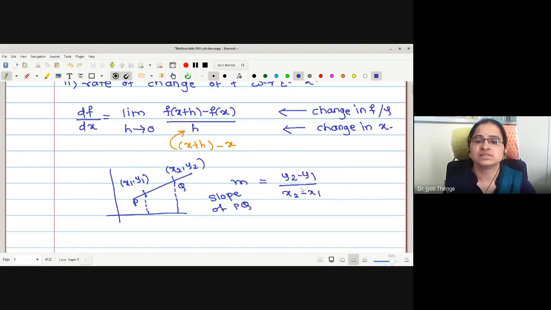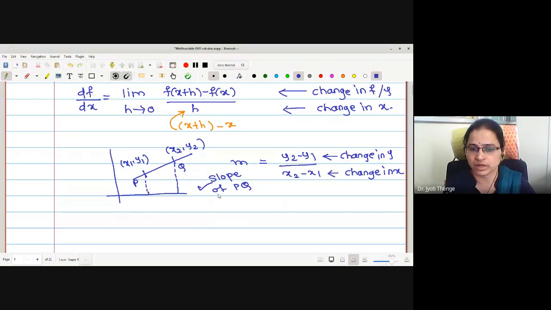The numerator is again the change in y, y2 minus y1. And what is x2 minus x1? This is the change in x. Therefore, this is an increment ratio, and this increment ratio is nothing but the slope we have defined, the slope of the given line.